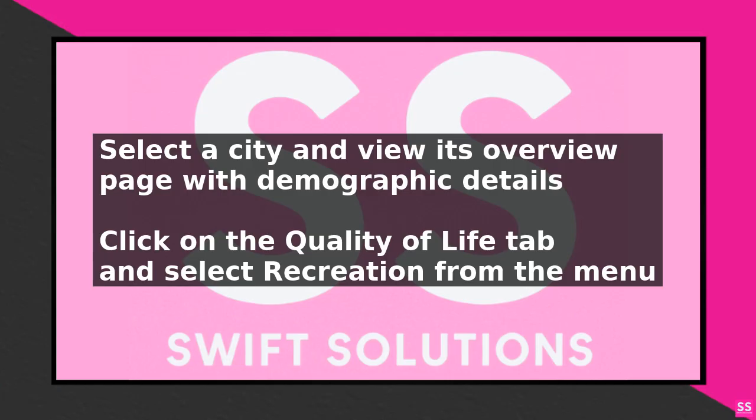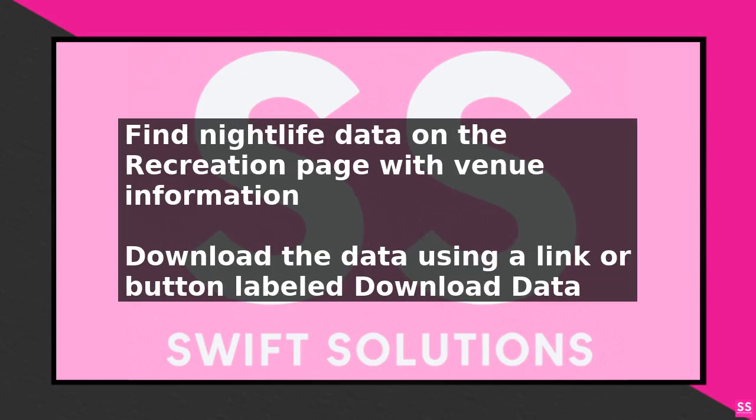On the Recreation page, you will find information about the city's nightlife scene, including the number of bars, clubs, and other entertainment venues. To download this data, look for a link or button that says Download Data or Export to CSV. Clicking this link will allow you to download the nightlife data in a spreadsheet format.